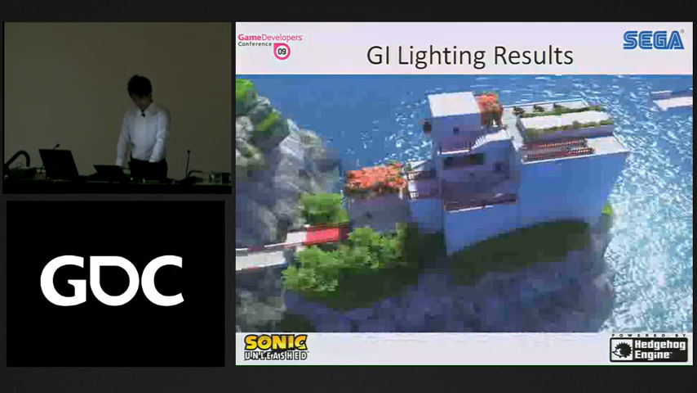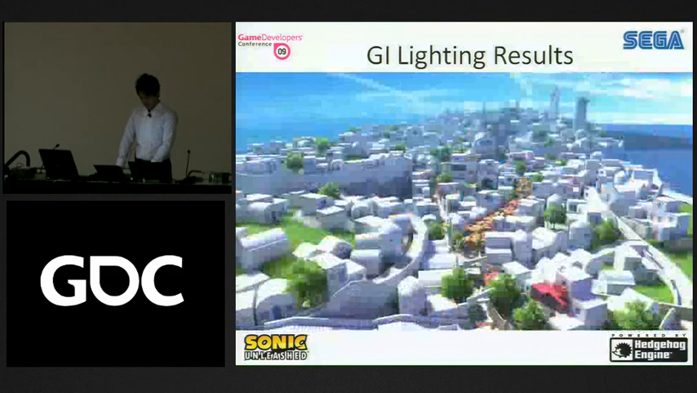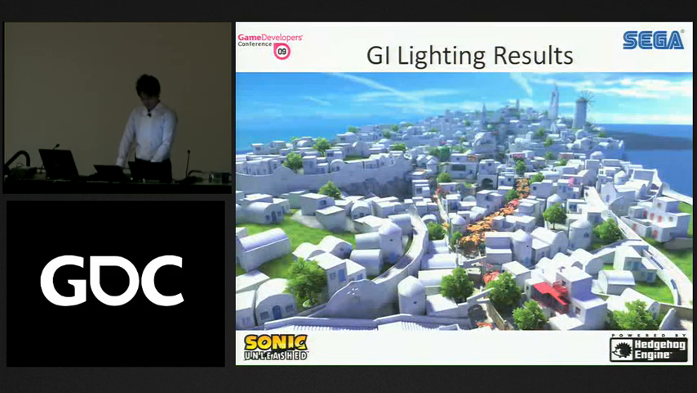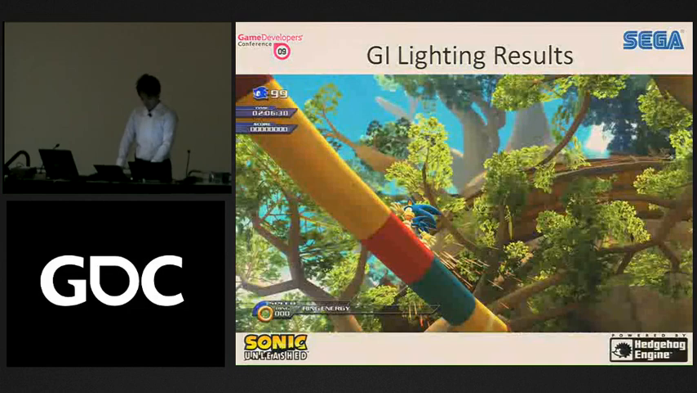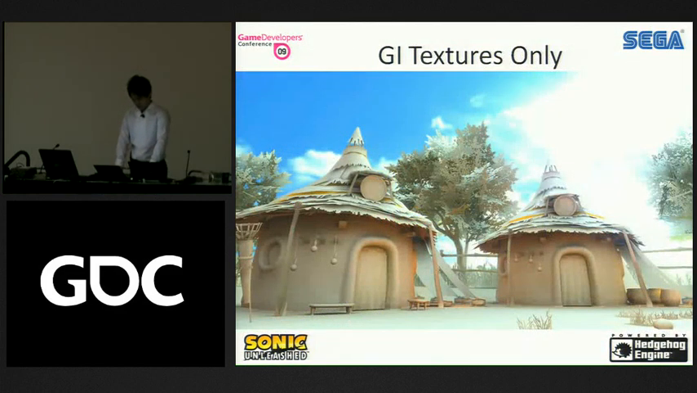Now I'd like to talk about terrain GI lighting results. These are actual game images. As you can see, the red rail reflects the light to the white wall, as you can see here. Like this, and like this. This is GI textures only.